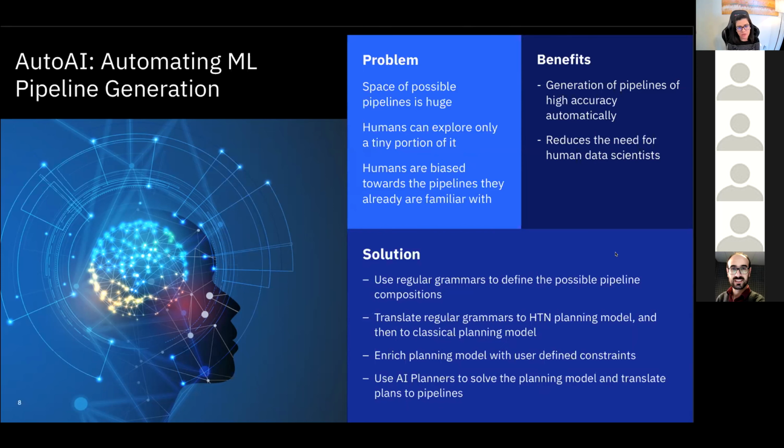The benefit you get is generation of pipelines of high accuracy automatically, and reducing the need for human data scientists. Our solution uses planning tools for exploring the space of possible pipelines defined within the use of regular grammars. We then translate these regular grammars to HTN planning problems and then to a classical planning model. We enrich this planning model with user-defined constraints, which I'll talk more about in the next slide. And we use AI planning to solve the planning model and translate plans to pipelines.